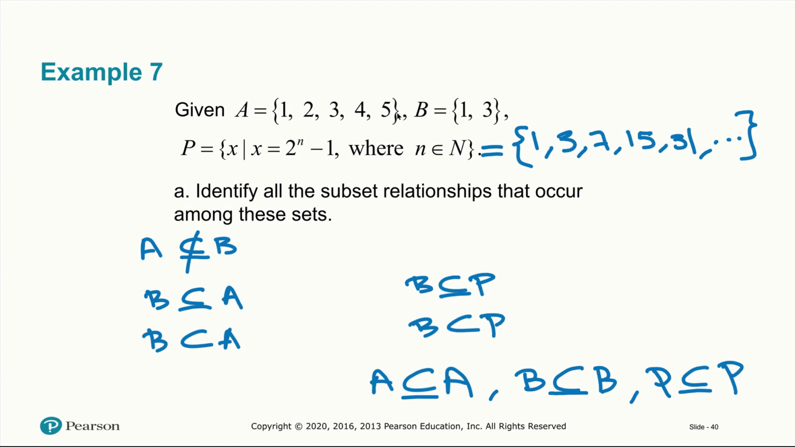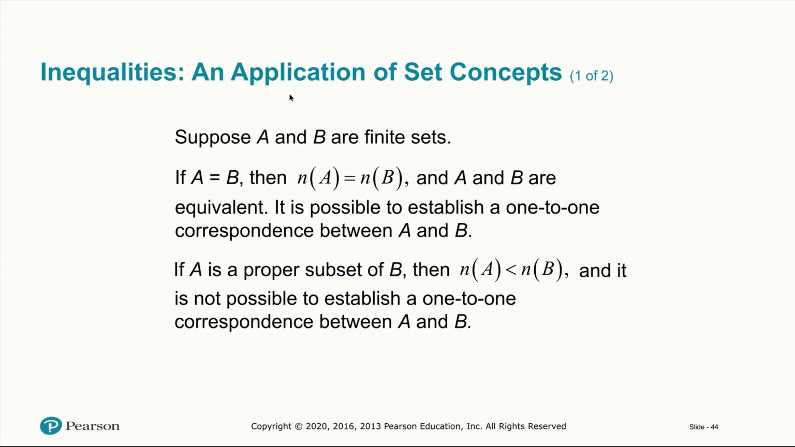and works for P. Again, as long as you use just a subset notation, not proper subset notation. All right, that's that. Also note that if you have two finite sets and their cardinalities are equal, we know that the two sets are equivalent, and that it's possible to establish a one-to-one relationship or correspondence between A and B. Now, if A is a proper subset of B, then we know that the cardinality of A, the number of elements in A, is less than the number of elements in B, which is called the cardinality of B. And therefore, it will not be possible to establish a one-to-one correspondence between the two sets.